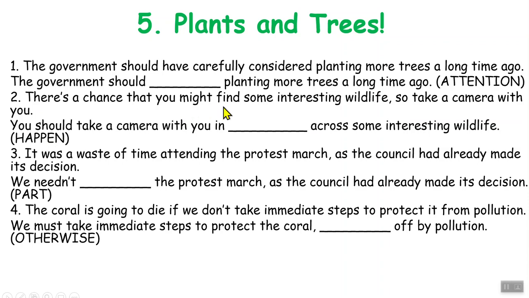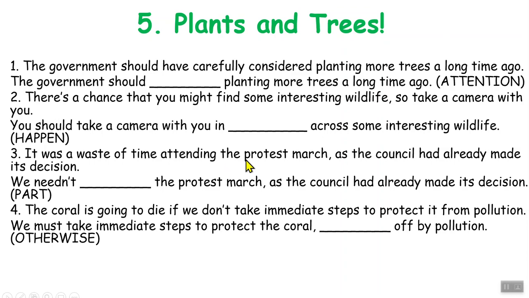There's a chance that you might find some interesting wildlife, so take a camera with you. You should take a camera with you in, but we can guess the next word. Connection there, in something. And here will be a phrasal verb, something across, to notice something. So, happen. I think what you could put there, 3 to 7 words.